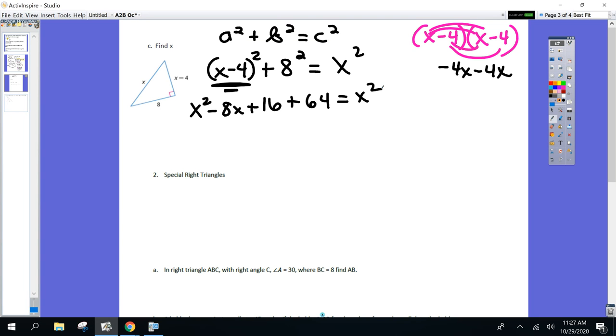Everyone all right where we are? This is why this is at our level. The algebra is pretty hardcore here. Okay, can you guys clean up the left side for me? There are two terms you can combine there. x squared minus 8x. 16 plus 64, got an 80 there. Plus 80 equals x squared. Whew, you guys made it to this level for a reason. Any ideas what you want to do next here?